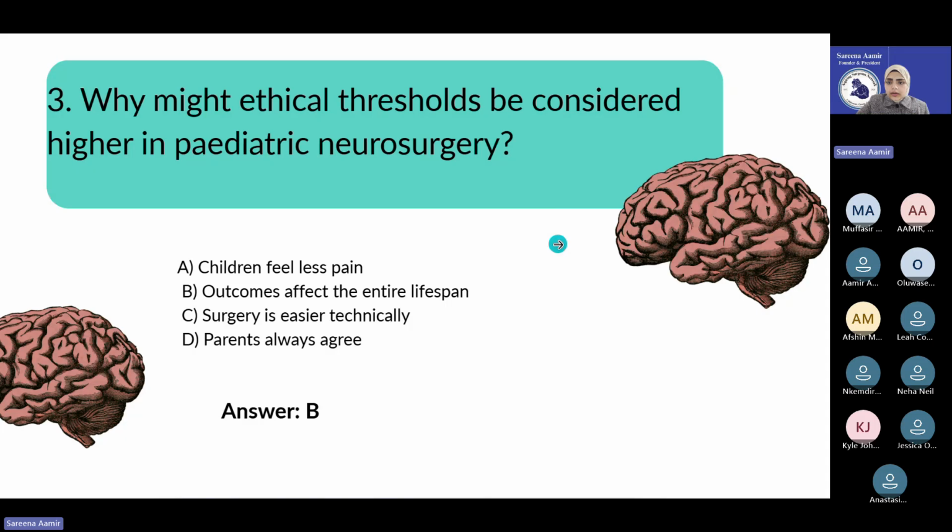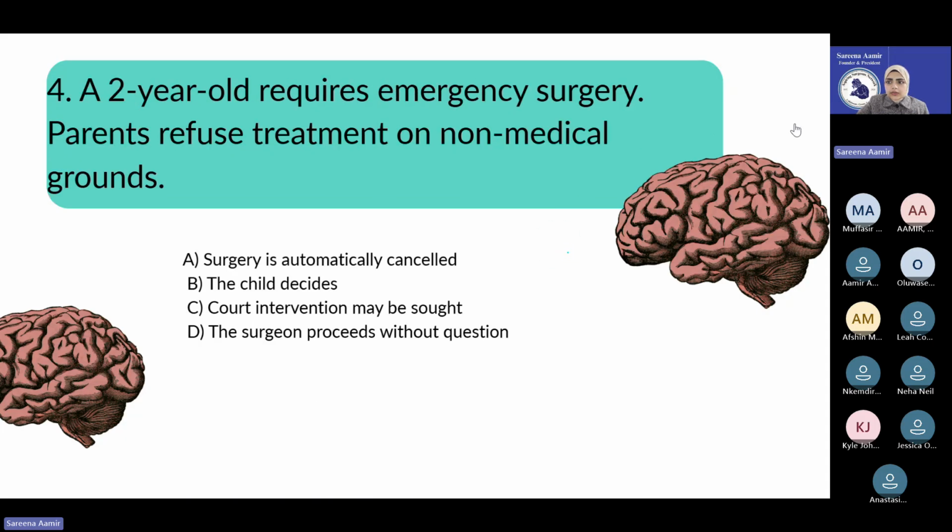Okay. A 2-year-old requires emergency surgery. Parents refuse treatment on non-medical grounds. So is it A, surgery is automatically cancelled because the parent said no to the treatment? B, the child decides. C, court intervention may be sought. Or D, the surgeon proceeds without question because they have the highest medical judgment and know what's right for the patient. I'll give you about 30 seconds as well.